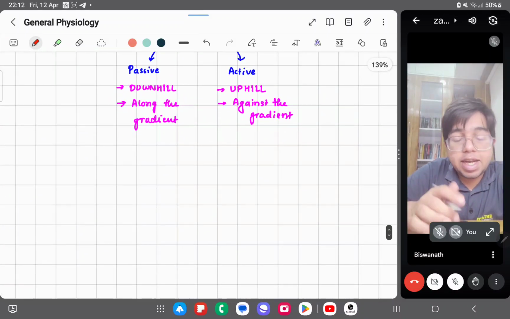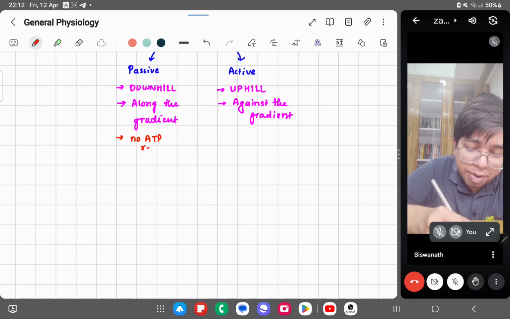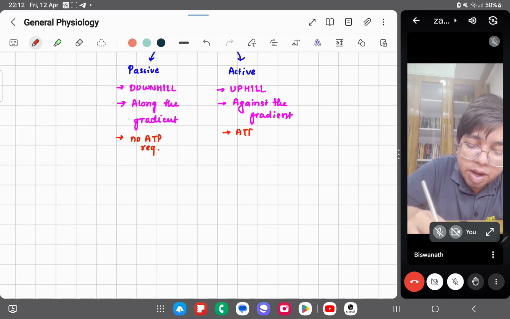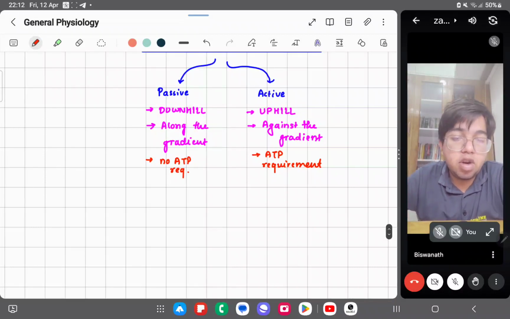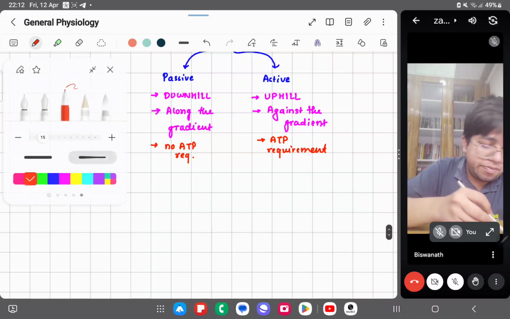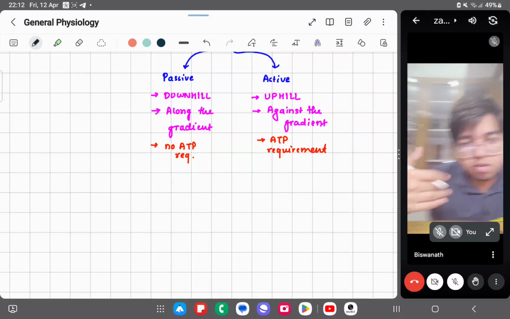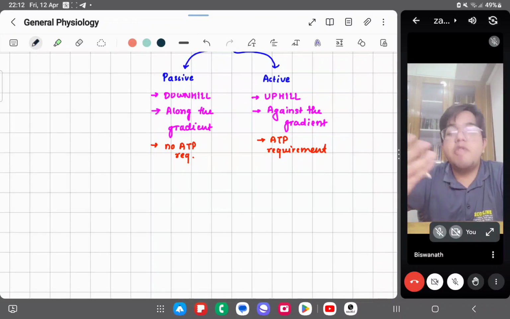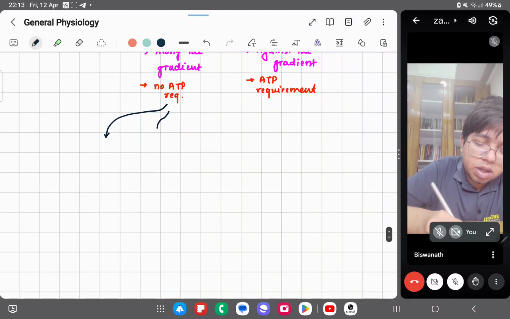So passive, I was telling that it will move down along the gradient, so there will be no ATP requirement. And here there will be an ATP requirement. Passive transport may be divided into four types. Some books may classify it into two types, some into three types. One or other may overlap with each other, but let me classify it into four types.